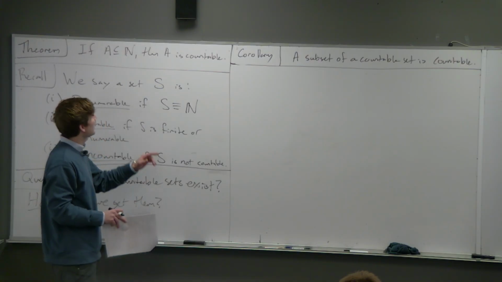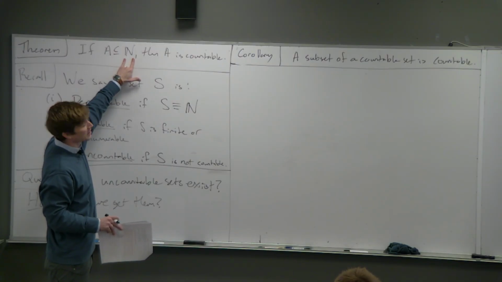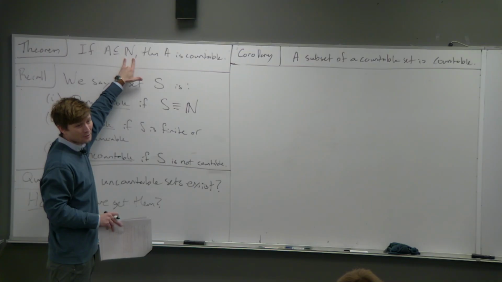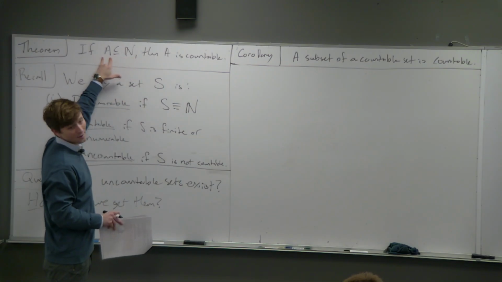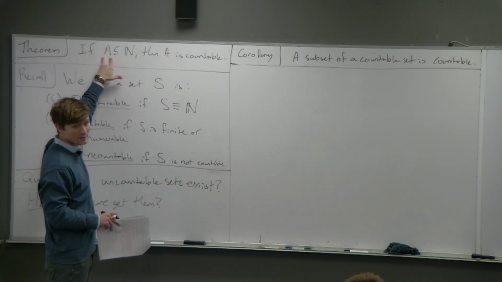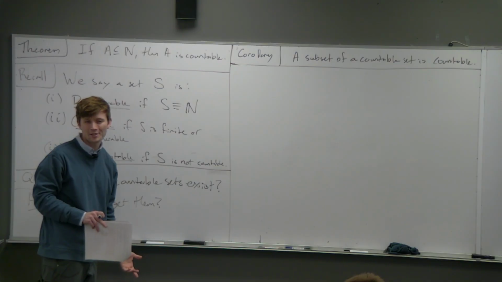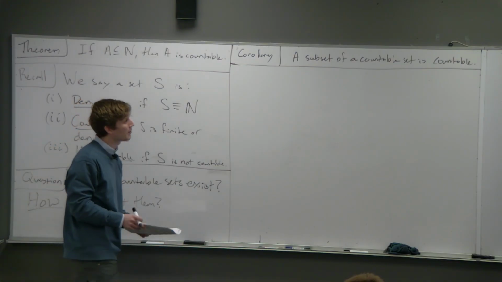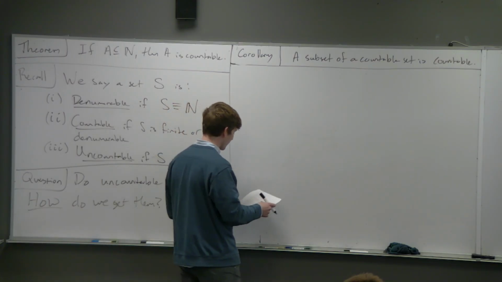So it can be put in bijection with the naturals. So any subset of it can be put in bijection with some subset of the naturals. Hence, that subset is countable, right? See the chain of reasoning there, basically. Okay, so subsets of countable sets are also countable. That's kind of a nice little fact.